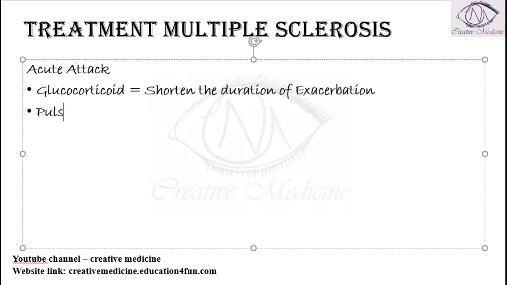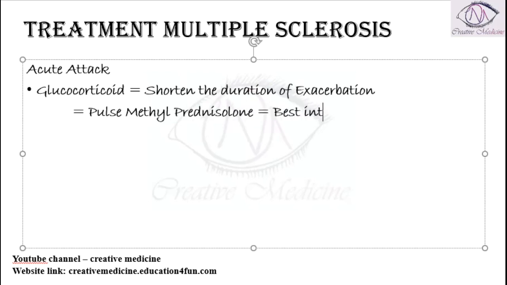Then, what is the glucocorticoid which is given for multiple sclerosis? Methylprednisolone is given in a pulse manner. This methylprednisolone is actually the best initial treatment of multiple sclerosis. Then we can also give plasma exchange to the patient. So this is the acute treatment of multiple sclerosis.